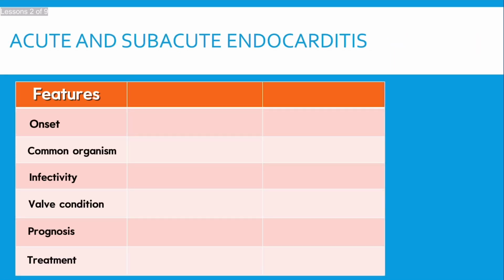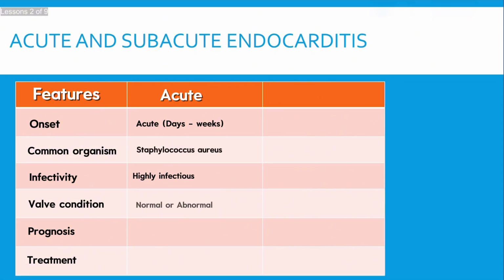Infective endocarditis can be classified into two main types. Acute infective endocarditis is characterized by an acute onset with severe symptoms caused by a highly infectious pathogen such as Staphylococcus aureus, which can affect both normal and abnormal heart valves, resulting in a poor prognosis, usually requiring surgical intervention.